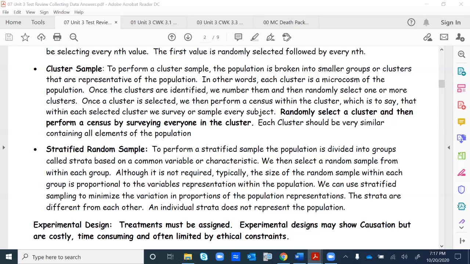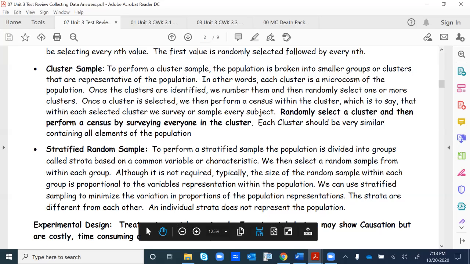And when I run a stratified sample, I'm going to go to every single one of the groups. There's no randomness in going to the groups. But within the group, I randomly select. All right, so I'm going to randomly select within each group. And the nice thing about this, one of the nice things, is it minimizes variation in the proportions of representations.